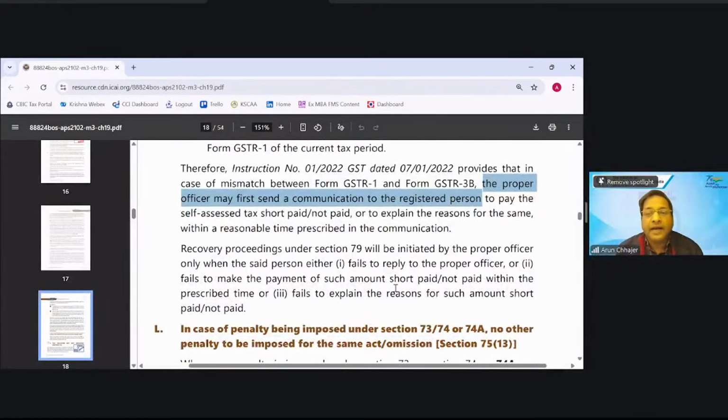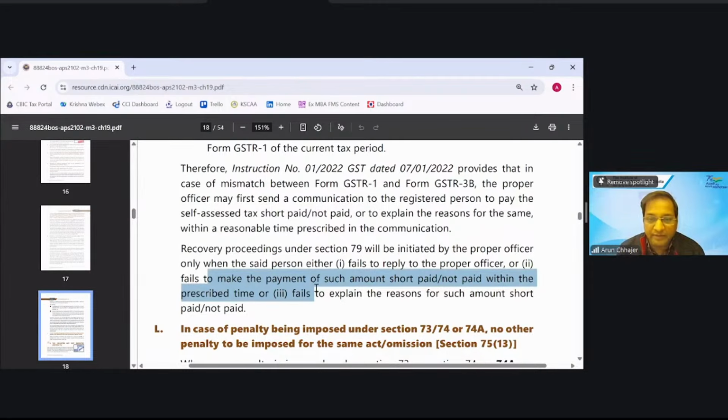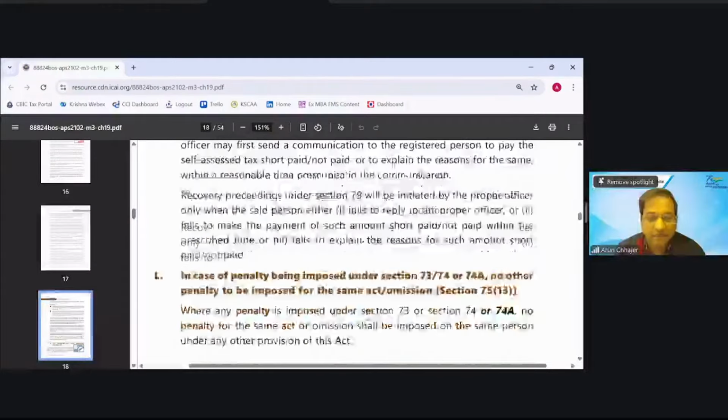Otherwise the recovery will be initiated by the officer, when the said person either fails to reply to the proper officer, or fails to make the payment, or fails to explain. So if any of these three is the reason, then the recovery will start.